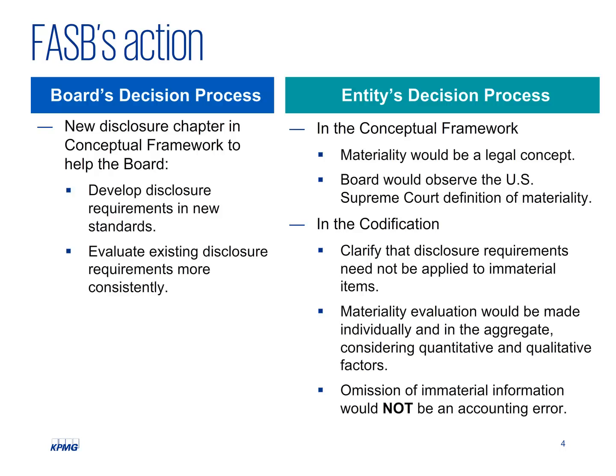And in the codification, the FASB proposed that disclosure requirements don't need to be applied to immaterial items, which means that the omission of immaterial information would not be an accounting error. The board is also proposing that materiality would be evaluated for possible disclosures individually and in the aggregate, considering both quantitative and qualitative factors in the context of the financial statements as a whole. This means that an entity may determine that some or none of the quantitative or qualitative disclosures in the topic is material. What feedback did the board receive?